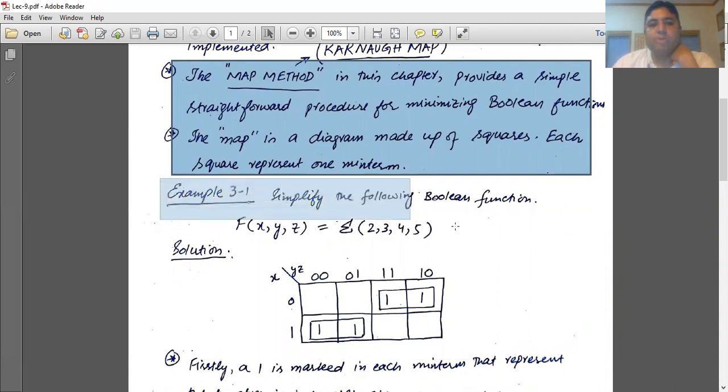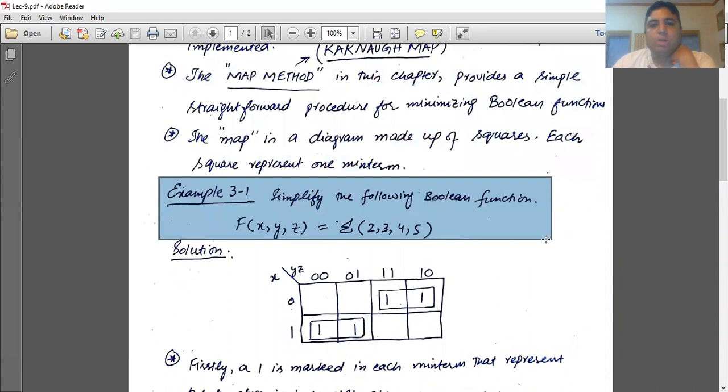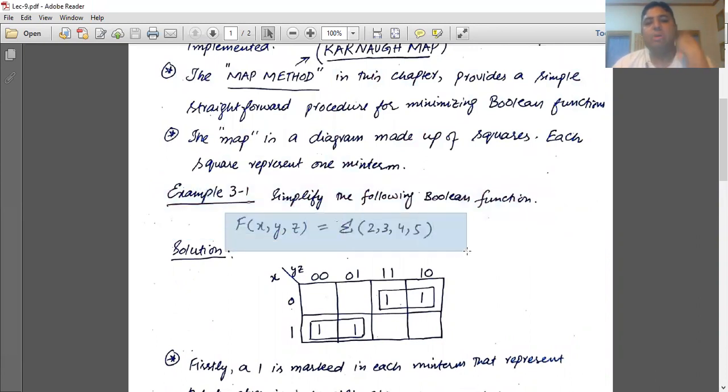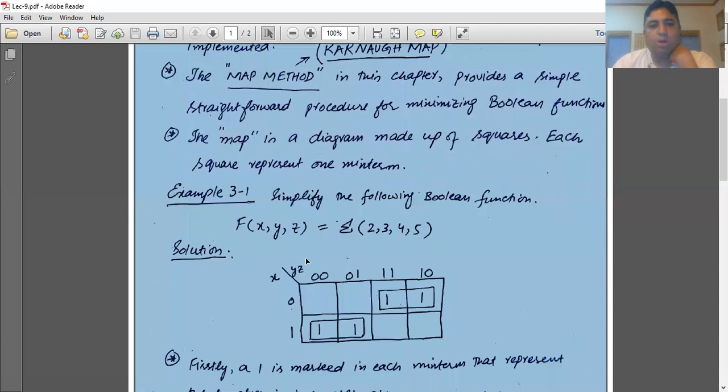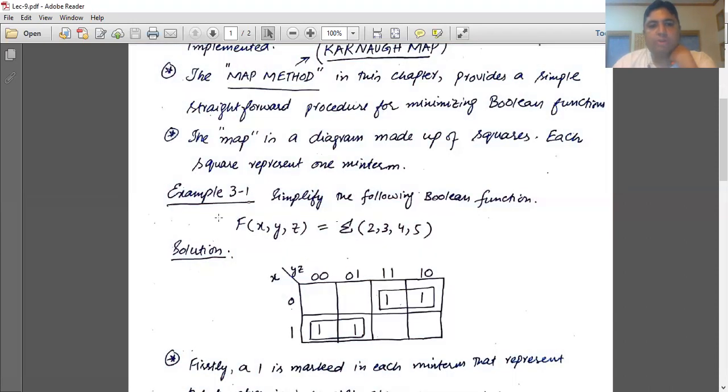This is example 3.1. Simplify the following Boolean functions. This function is given in sigma form, with these minterms given. So we will make a K-map and simplify it. First of all, you have to see how many variables are there in the given function. The left hand side tells you that there are three variables, x, y, z, and the right hand side tells you that there are four minterms in this function.